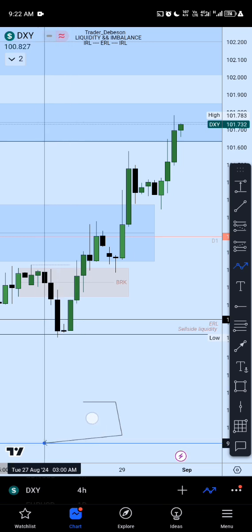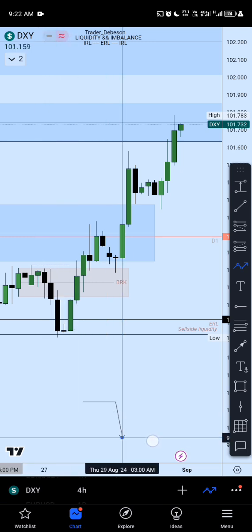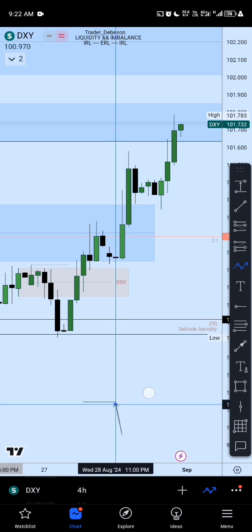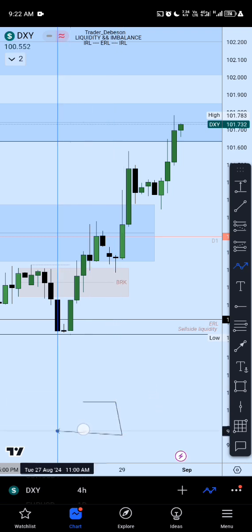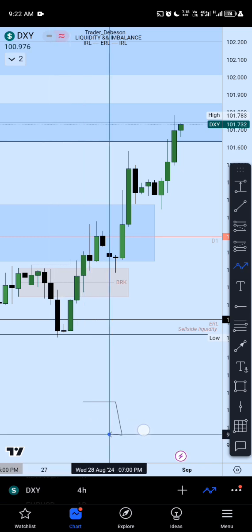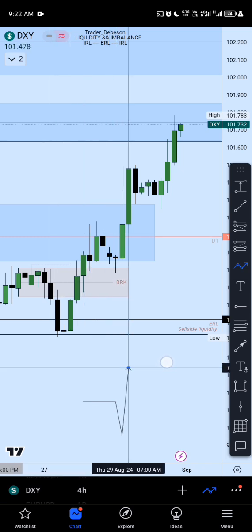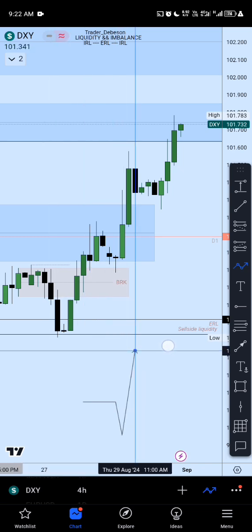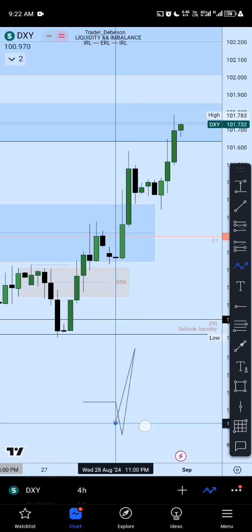An open, a low, then expansion. We want to see price, when it's making this low from the opening price, trade into a key level. From there, you can now expect the price to expand to the upside. So this expansion is what we are going to capitalize on, entering from the key level that price traded into.